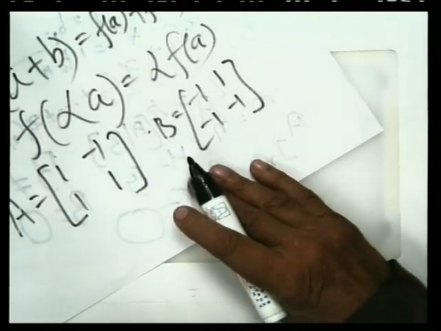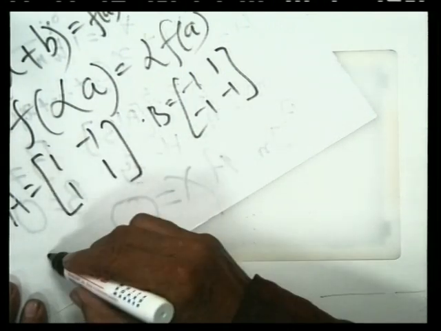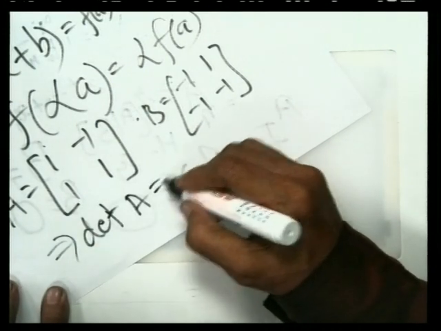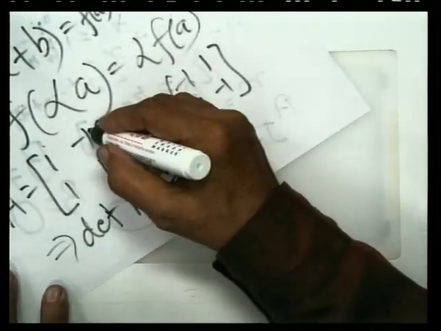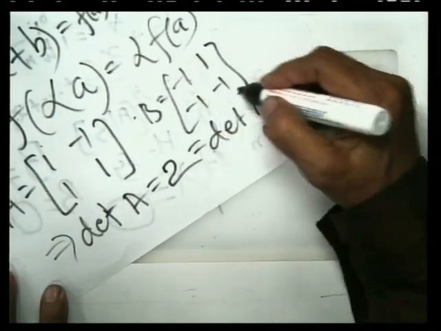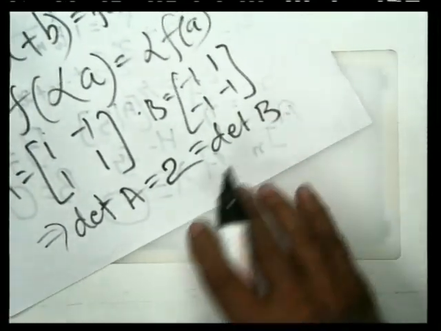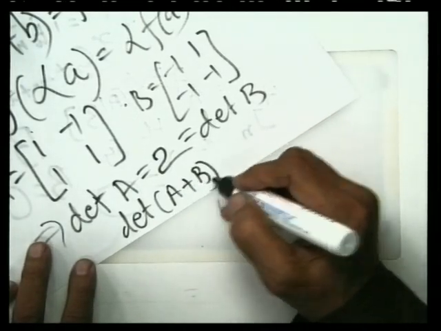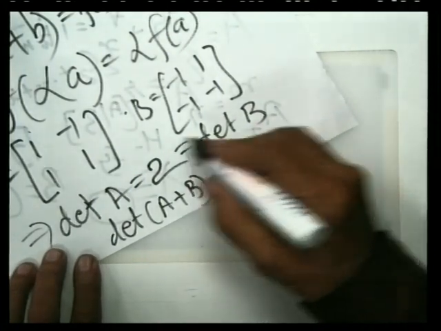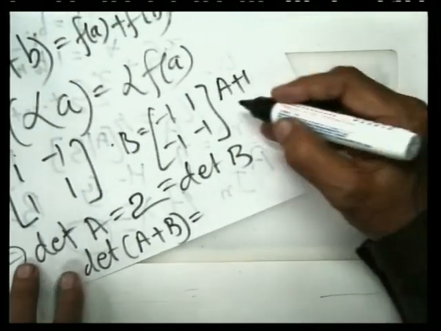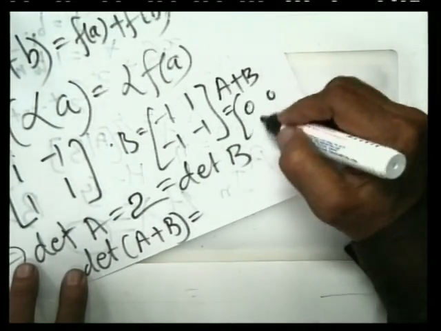Now if you see this A and B, then determinant A is 1 minus 1 plus 1 minus minus 1, so 1 plus 1, 2, and that is the same as determinant B. So determinant A is not 0, determinant B is not 0, and if you take determinant A plus B, when you add A plus B, you get everything 0.